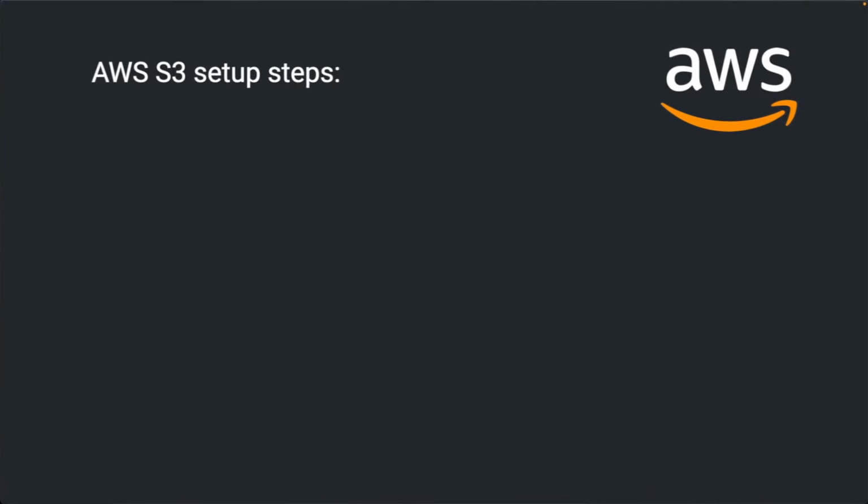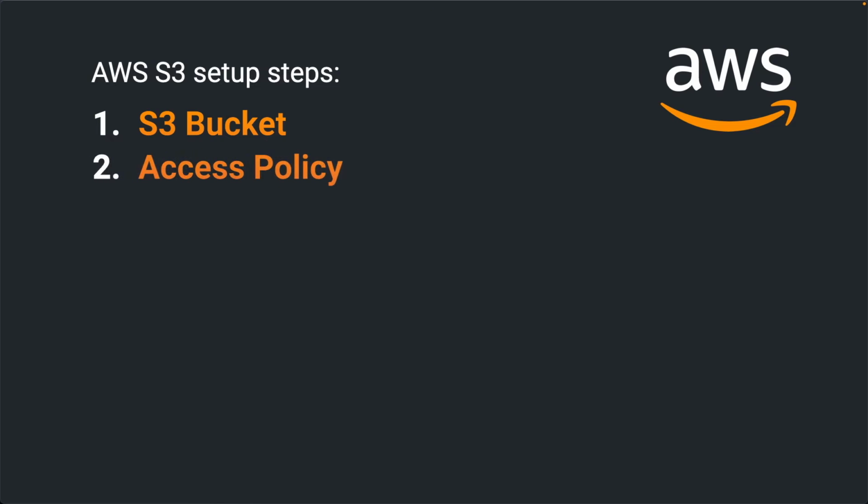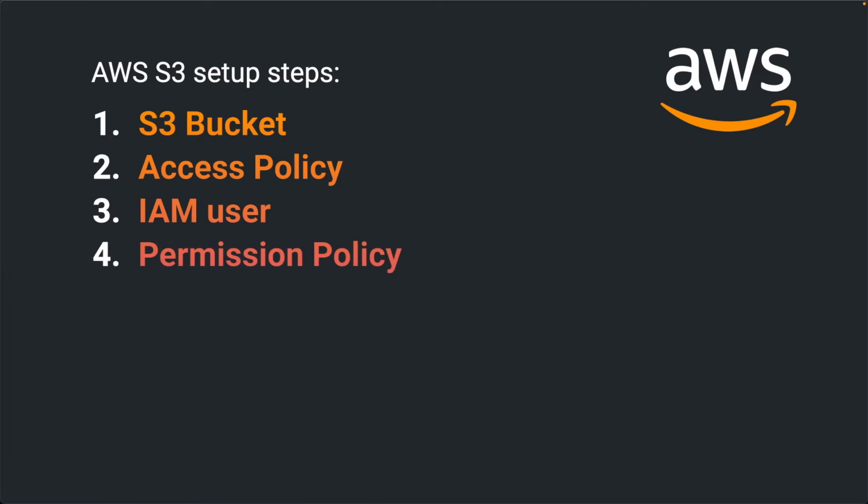Okay, that said, let's have a look now at the steps required to connect our Django application with a S3 packet. So first we create the S3 packet where we will store our images. Second, we add an access policy to this packet which defines who has permission to access it. As the third step, we will create an admin user to whom we will grant access to the packet using the IAM service, which stands for Identity and Access Management. Fourth, we attach a permission policy to this user and give him full access.